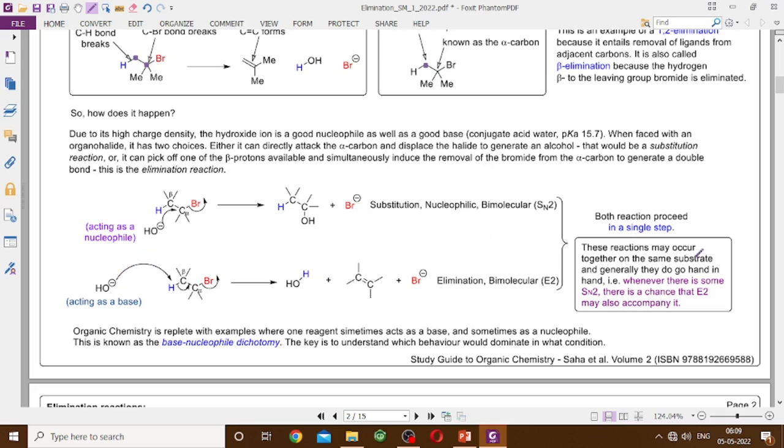And these reactions, generally if the substrate structure permits both substitution and elimination reactions, these reactions generally go hand in hand. And whenever there is an SN2, there is a chance that an E2 reaction might happen. When there is E2, there is a chance that SN2 might happen. But কোনটা মেজর হবে, কোনটা মাইনর হবে বা কতটা মেজর হবে, that depends upon many factors, out of which substrate structure is a very important factor, as you will see.